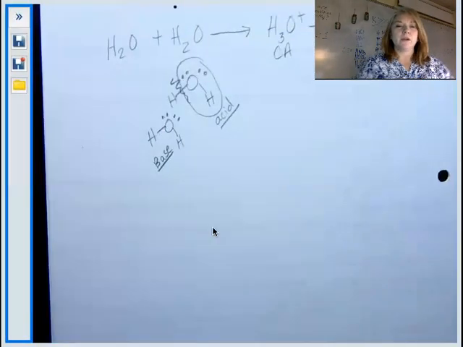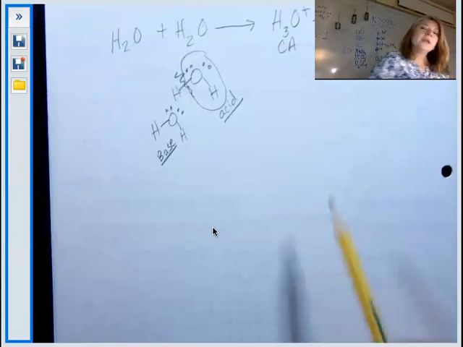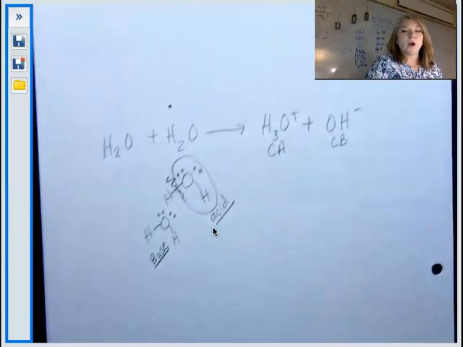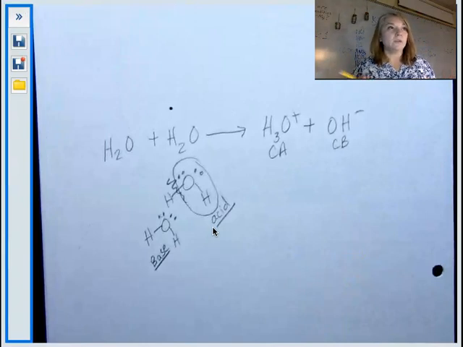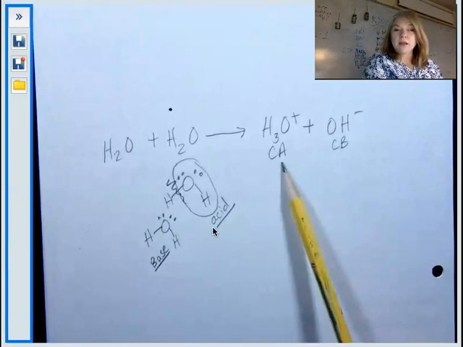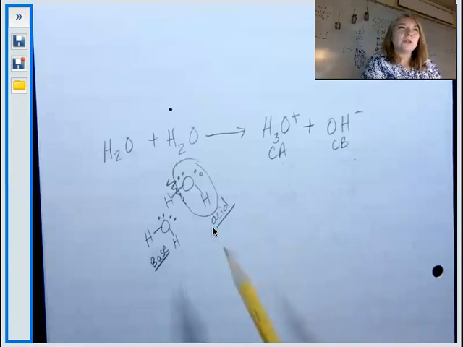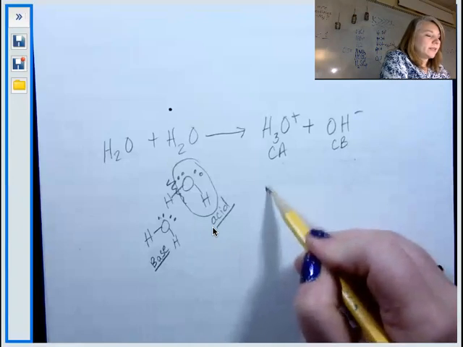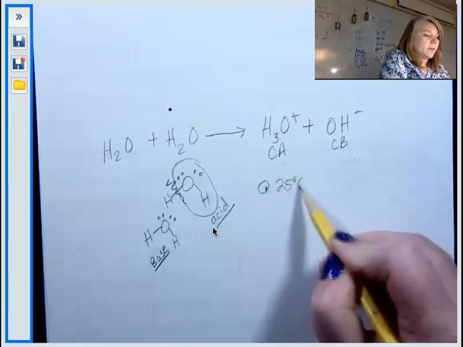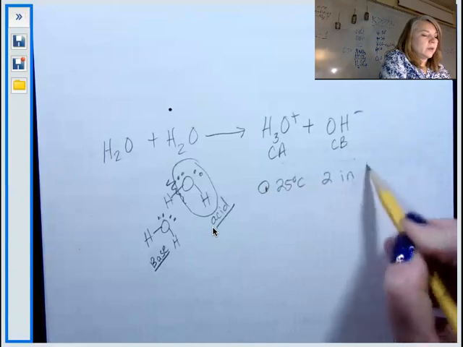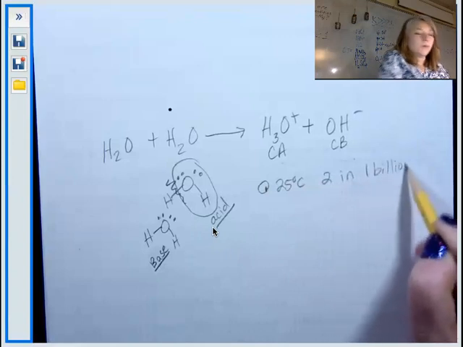So let me go over here and show you something that's happening. In any sample of water, if you drink some pure distilled water, you need to realize you're not drinking just H2O. You're actually drinking some hydronium and some hydroxide ions. You've got both things going on there. Now, how many water molecules actually do this? At 25 degrees Celsius, there are about 2 in 1 billion that will undergo this.